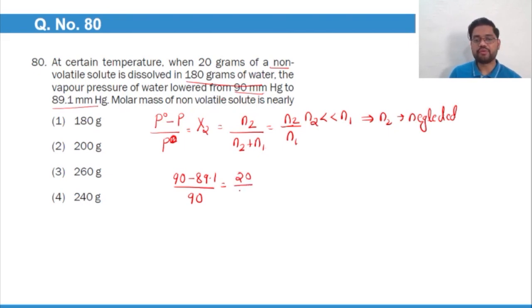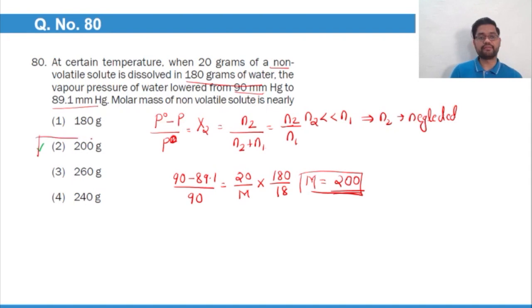N2 will be equal to what? 20 by molar mass, into N1 will be equal to what? Molecular weight by mass, because N1 is in the denominator, right? So it will be 180 by 18. If you calculate this, you will get the value as 200. So M is equal to 200. Hence option number 2 is the right answer.